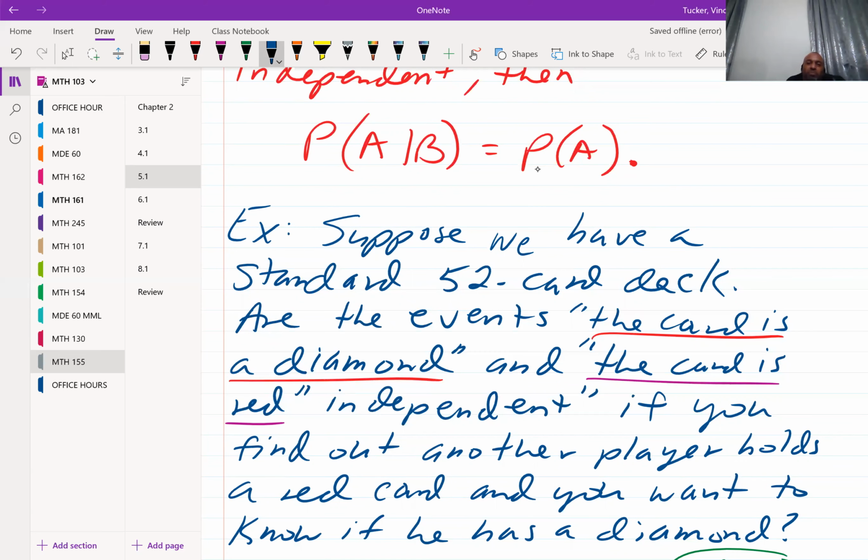All right. So we got a 52 card deck and we want to know, are the events, a card is a diamond and the card is red, independent? And then he says, if you find out, that should be two questions though. Do this right here. I don't know if the book wrote it like that or I just wrote it wrong, but so the card is a diamond and the card is red, independent. Okay, if you find out another player holds a red card and you want to know.